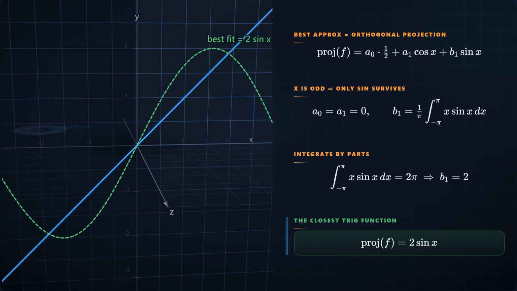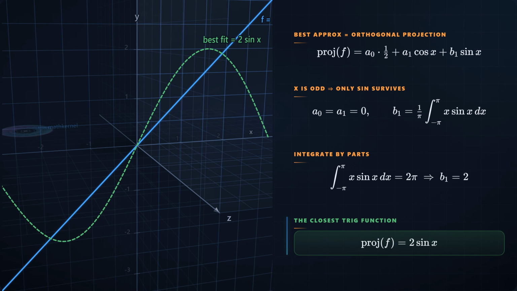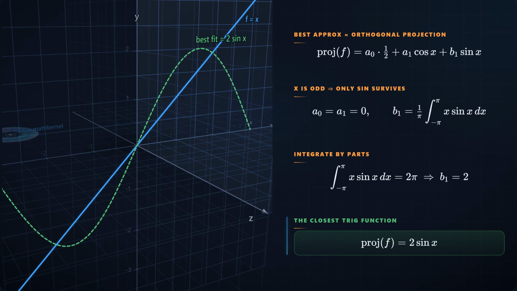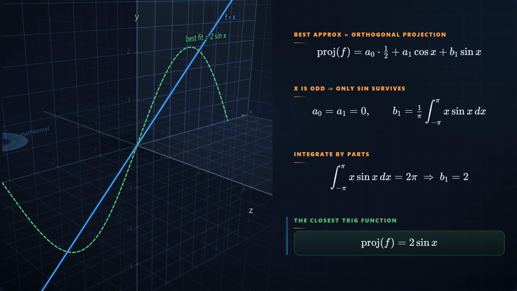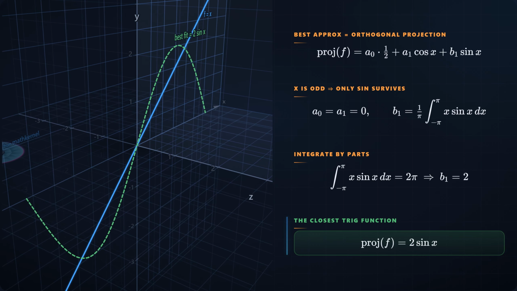So the best trig approximation of the line f of x equals x on this interval is simply 2 sine x, the green curve, which is exactly the degree 1 Fourier partial sum. Least squares in function space is Fourier truncation. The two ideas are one.